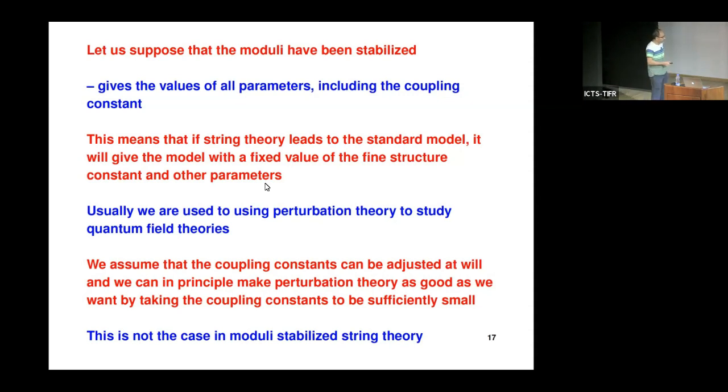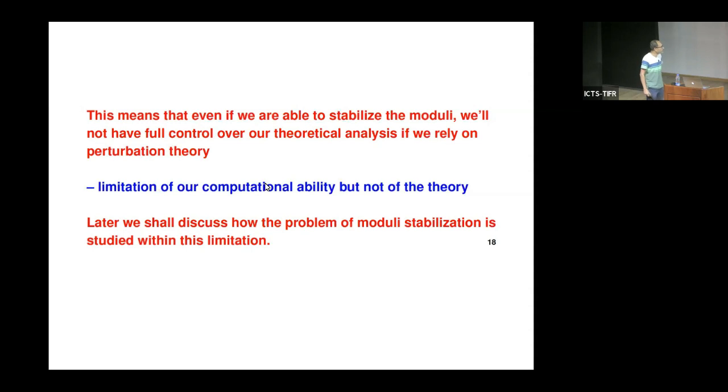But this is not the case in moduli stabilized string theory. Even in principle, if you have a moduli stabilized string theory, then the coupling constants are not adjustable parameters. Their values are fixed where the potential has a minimum. So this has in fact a very profound consequence. Even if we are able to stabilize the moduli, we will not have full control over our theoretical analysis if we rely on perturbation theory.